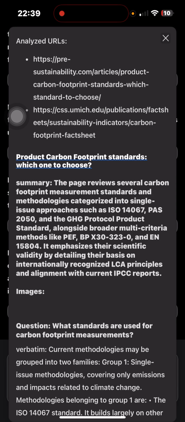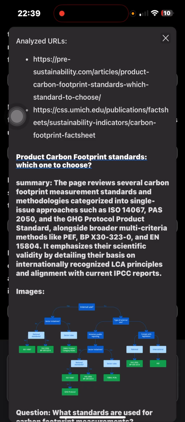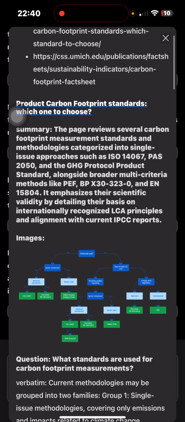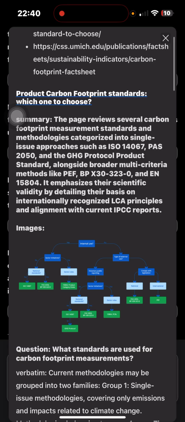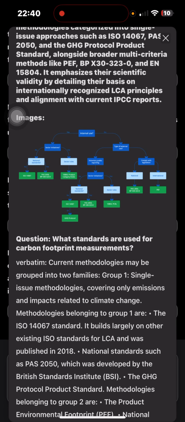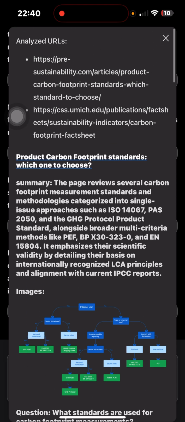Okay, here you can see analyzed URLs for product carbon footprint. In the back end, our research is still going on. The Genspark AI agent is still working on it. But meanwhile, we are just looking at the options or the links that the Genspark AI agent went through to collect the information. So image is there. What standards are used for carbon footprint measurements?